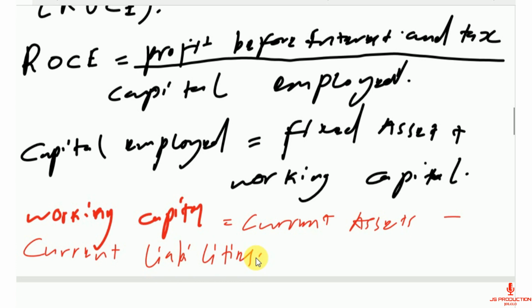So let us look at the formula. We have said the formula for calculating return on capital employed is profit before interest and tax divided by capital employed. We can calculate our capital employed by adding the fixed assets and the working capital. And we can find the working capital by subtracting the current liabilities from the current assets.